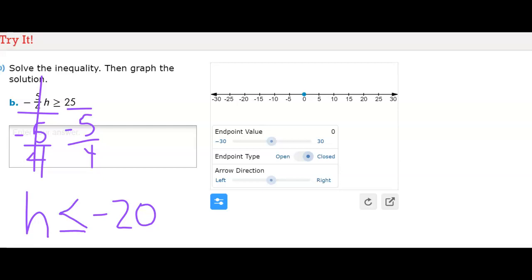So we do have the line that indicates being equal to. So we're going to start with -20, and it's going to be a closed circle because it can equal -20, and then h is less than or equal to -20, so our line will go to the left to indicate all of the numbers less than -20 will be a possible solution.